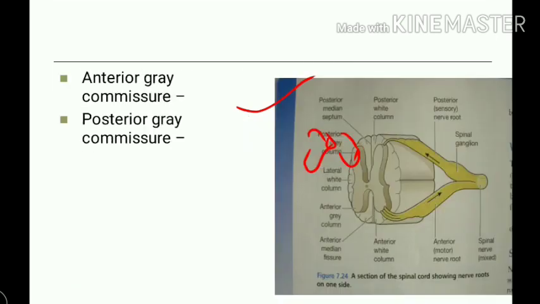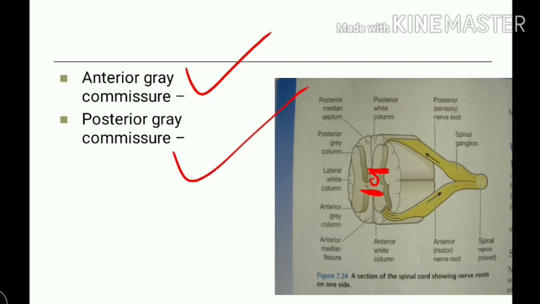Now, as we have discussed, there is a central canal or spinal canal. In this H shape of the grey matter, the part of grey matter anterior to this central canal is known as the anterior grey commissure. You can see here this part. And the part of the grey matter which lies posterior to the central canal is known as the posterior grey commissure.